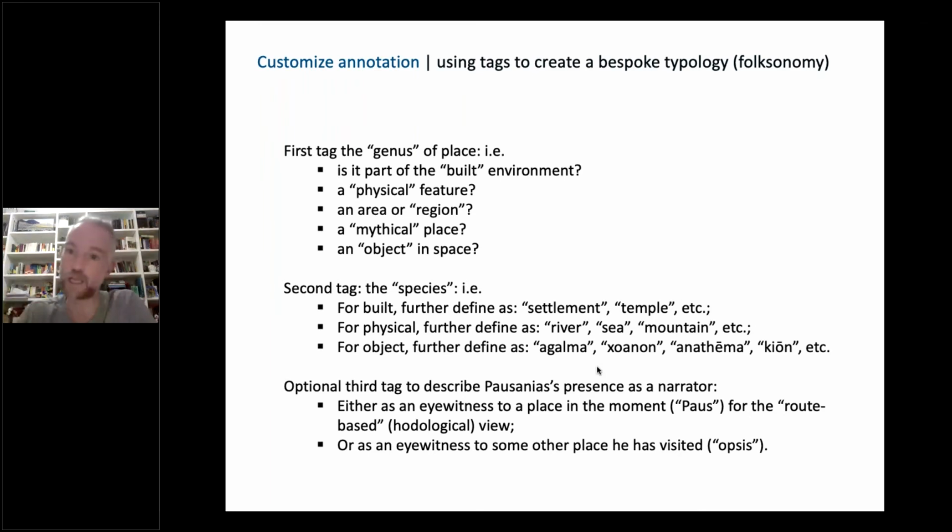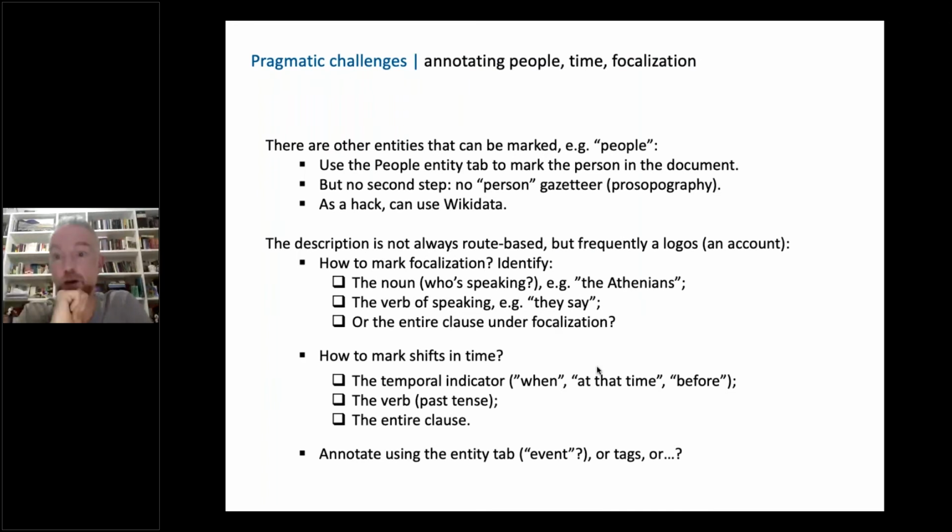So trying to capture that sense, because as you're going to see in a second, that's not the only way Pausanias describes space, actually. There are other entities you can mark, so not just places, but people. You can also mark people. That's perfectly possible in Recogito.